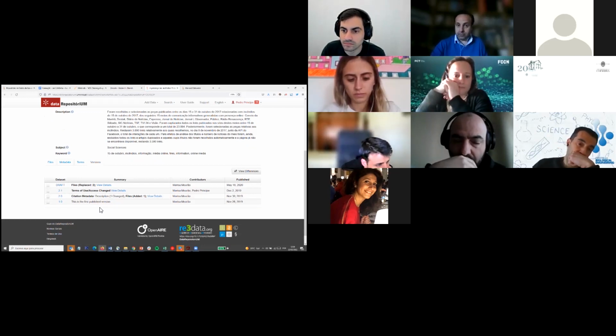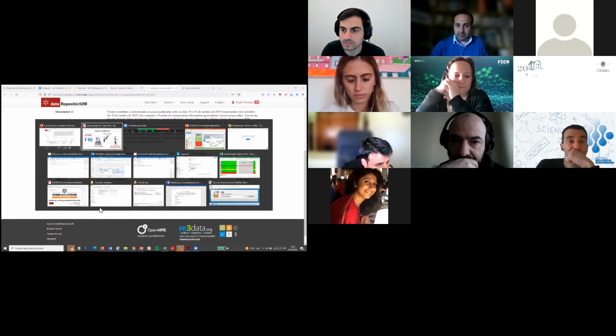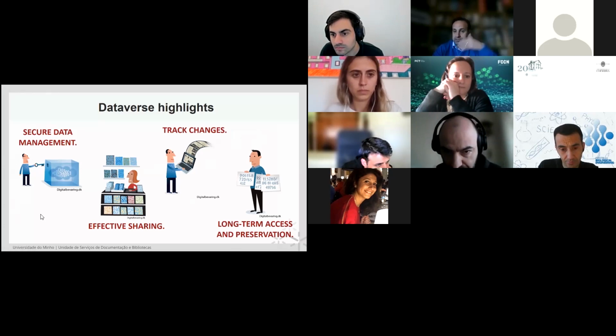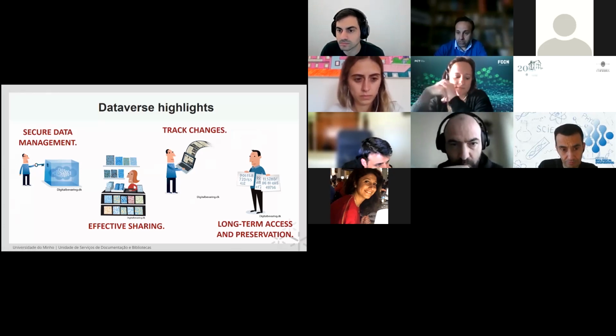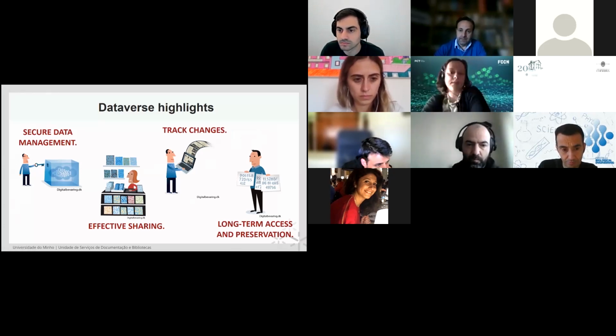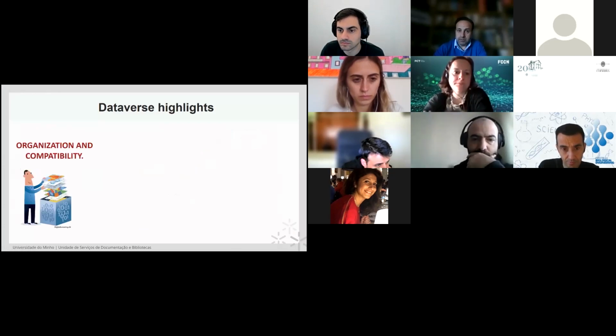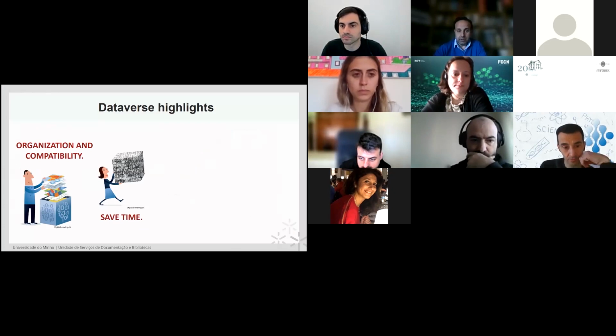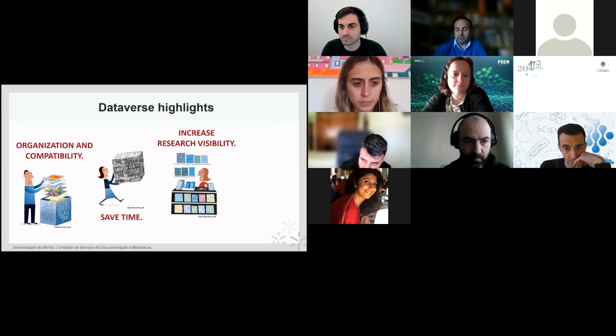And it's interesting because data sets are live, no? So we can progress if it is like a kind of series. It's important. Long-term access and preservation depends on the institutional policies, but we will ensure that. Organization and compatibility with the funder requirements, with the funder policies, with institutional policies, etc.